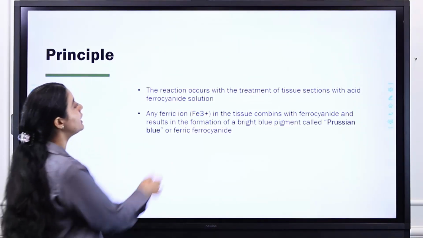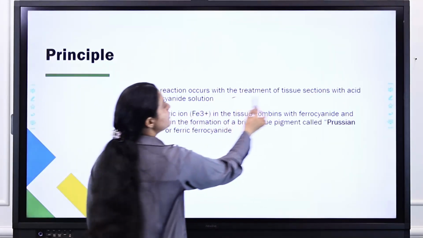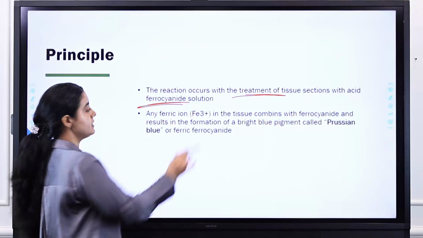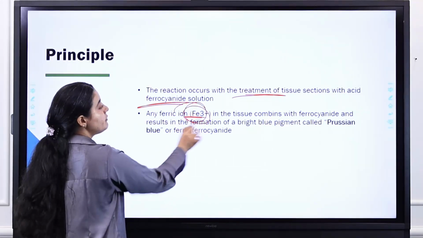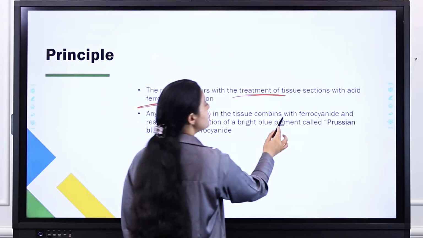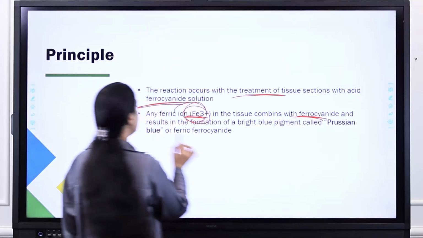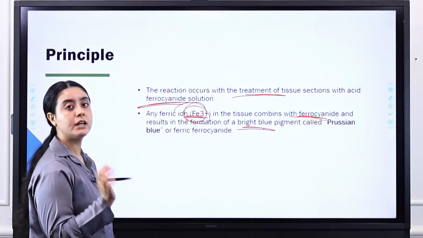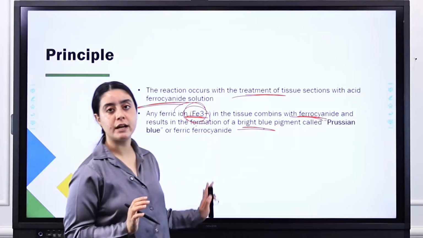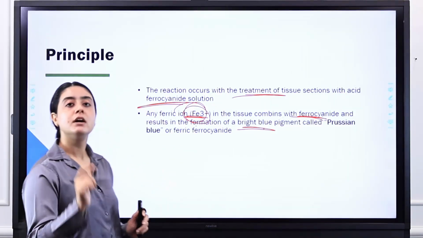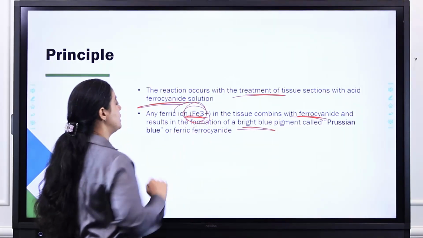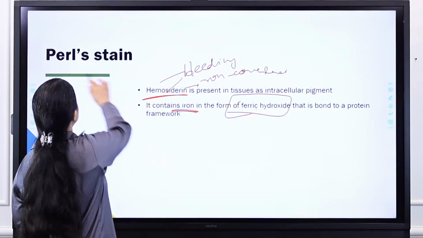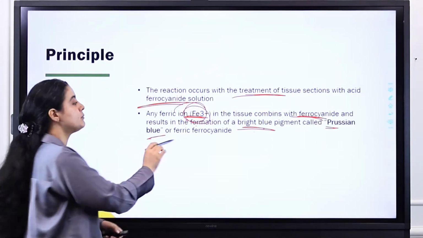What is the principle? The reaction occurs with the treatment of tissue sections with acid ferrocyanide. Any ferric ions, Fe3+, in the tissues combine with the ferrocyanide and result in the formation of a bright blue pigment. So they will convert it into the bright blue color. Pearl stain is also known as Prussian blue.